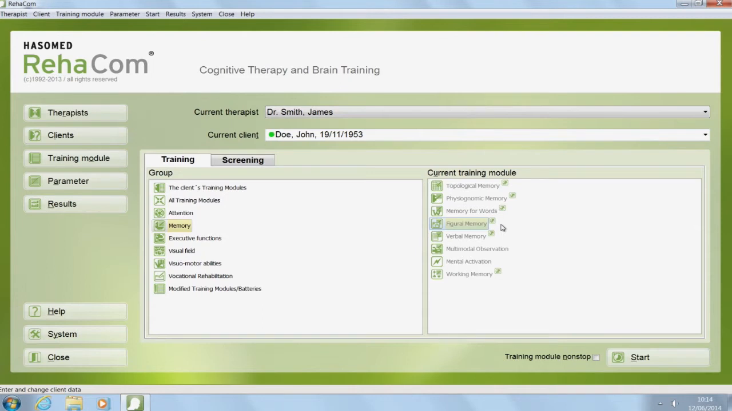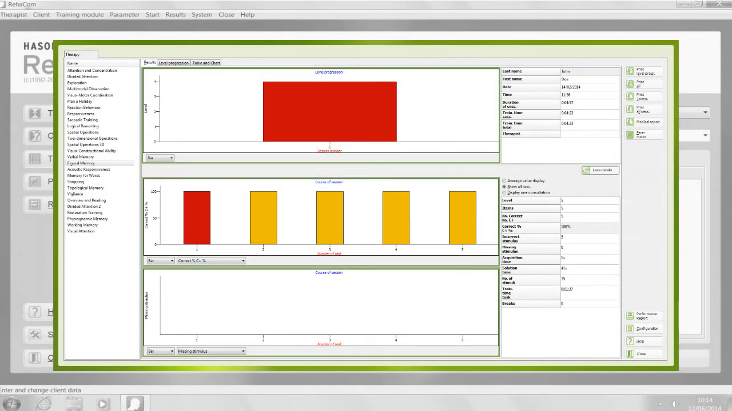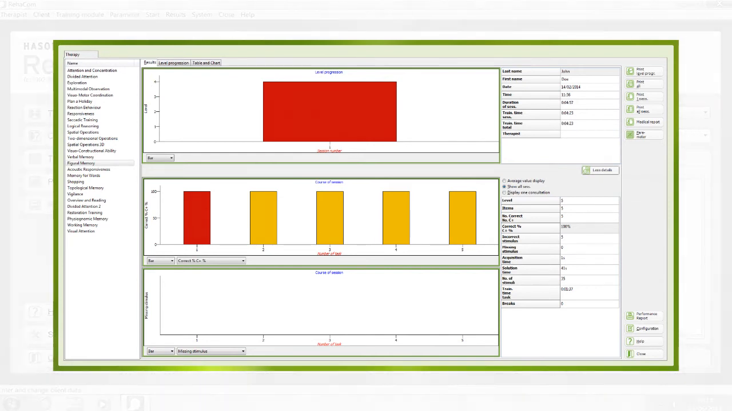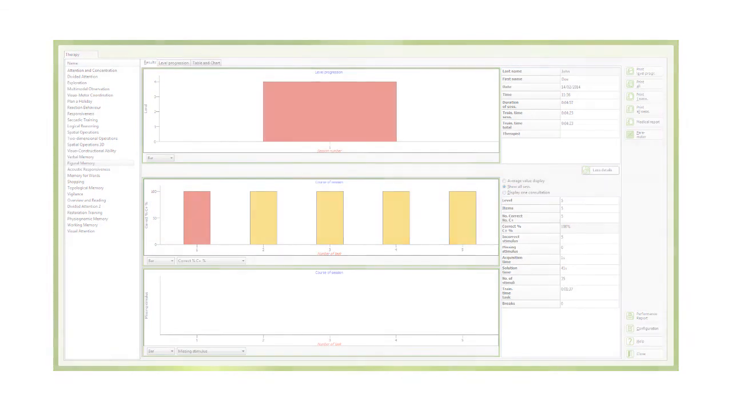At the end of a training session, RehaCom will create an evaluation graph. Training results will always be saved automatically. The patient will then continue from this stage when starting the next training session.